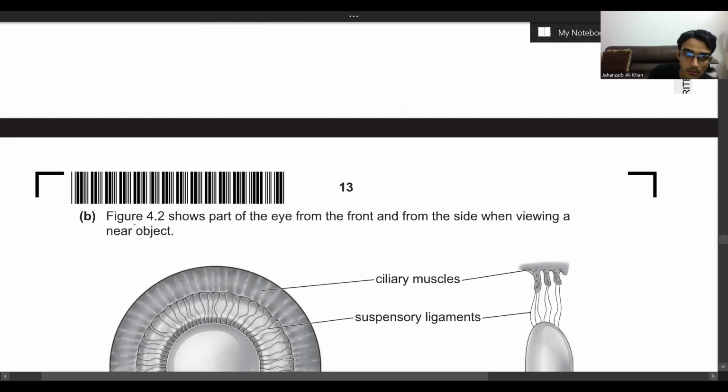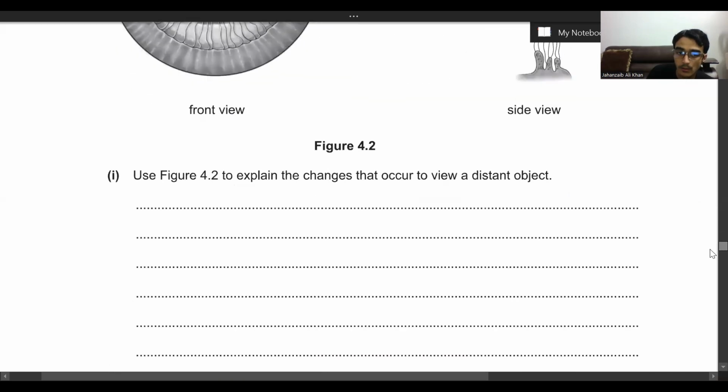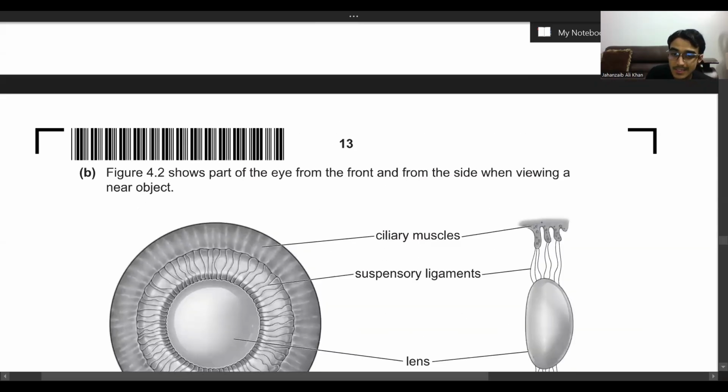Okay. So figure 4.2 shows part of the eye, the front and side view, with a near object. Okay. When viewing a distant object, what happens is these ciliary muscles are going to relax and the suspensory ligament is going to tighten or become taut. When it becomes taut, use your imagination for a bit. What happens to the lens?